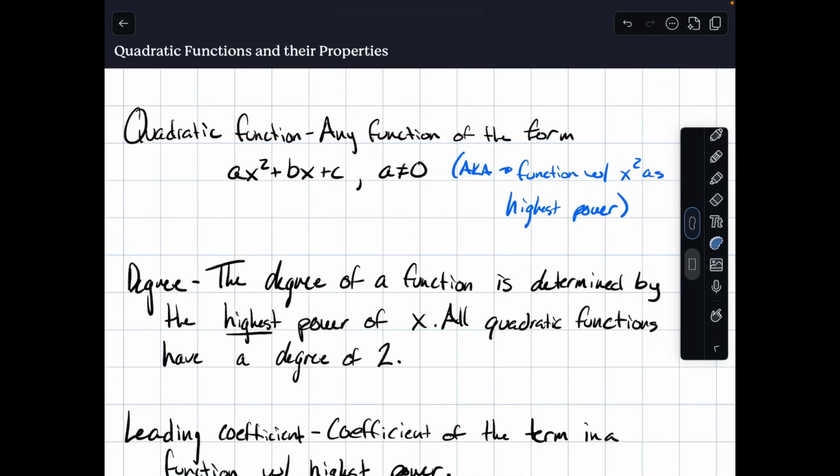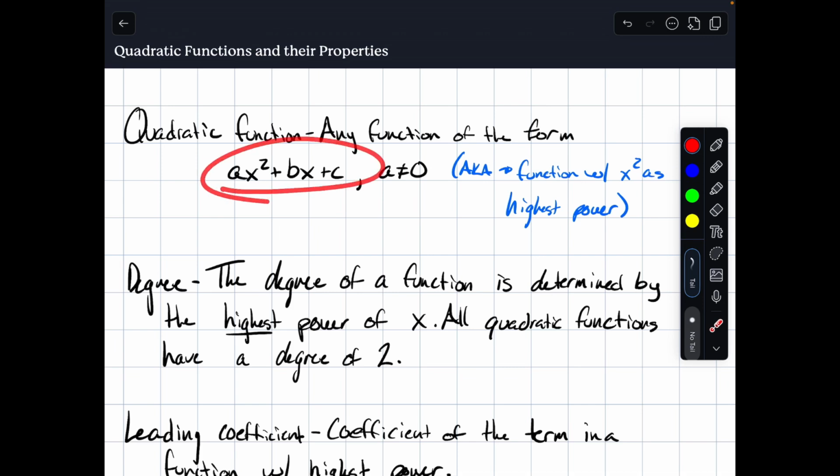All right, today we're going to talk about quadratic functions and kind of the fun stuff that comes with that. What's a quadratic, what some of the properties are, and that sort of stuff. So a quadratic function is any function of this form: ax squared plus bx plus c.